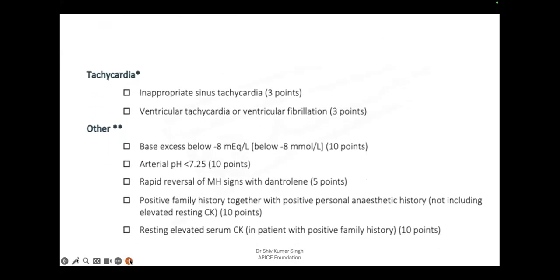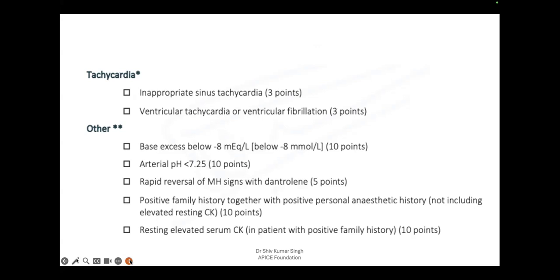Tachycardia, inappropriate sinus tachycardia, or ventricular tachycardia, ventricular fibrillation, you get only 3 points each of them. Now, the other ones here, you can actually have multiple points in here. So if base excess is minus 8 mEq/L, then 10 points. Arterial pH less than 7.25, 10 points. Rapid reversal of MH signs with dantrolene, 5 points.